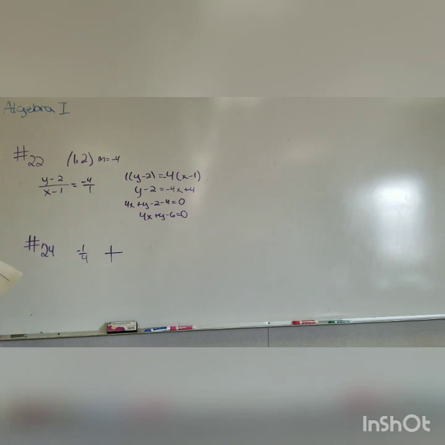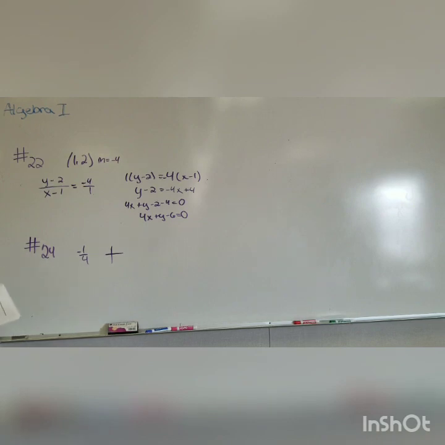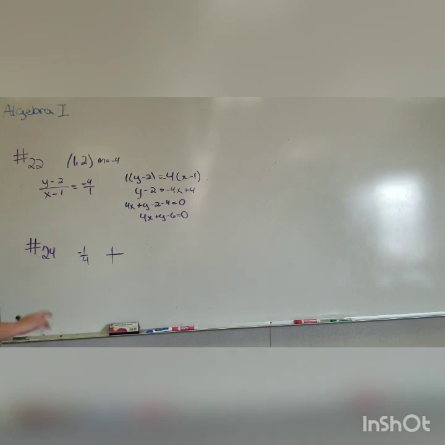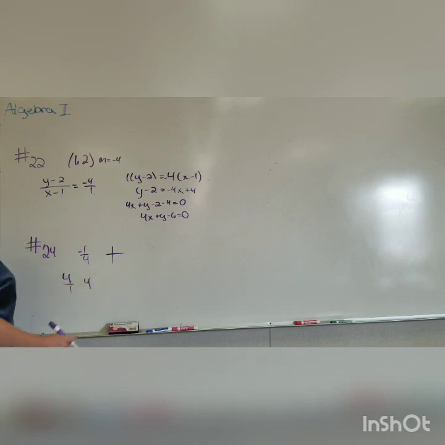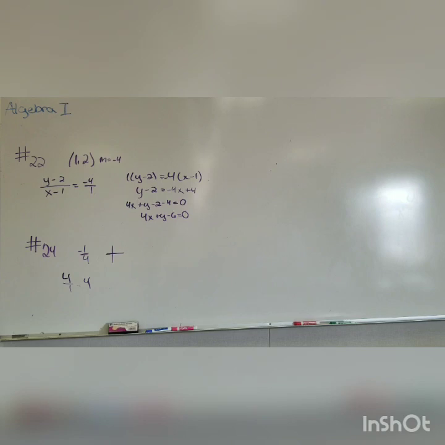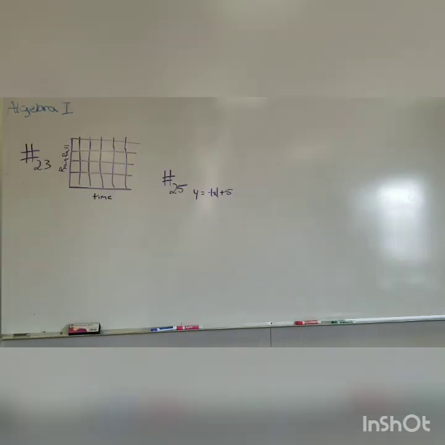Here we go. The slope of a line is negative 1 over 4. Find the slope of a line that is perpendicular to this line. So perpendicular line slopes are opposite. So you have to invert and change the sign. Invert means you flip it and you change the sign. It was negative, now it's going to be positive 4 over 1, which just equals 4. So parallel lines have equal slope. Perpendicular lines have opposite slope.